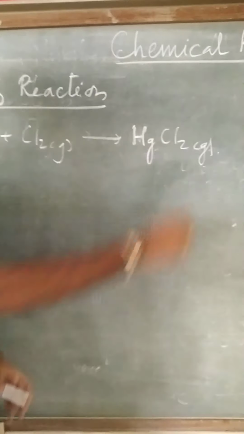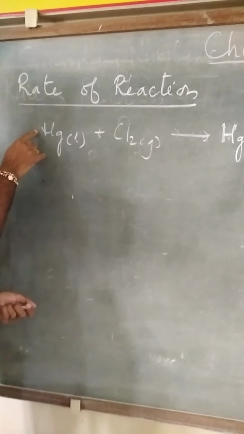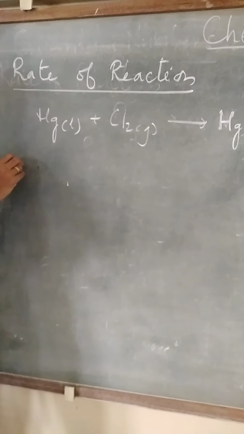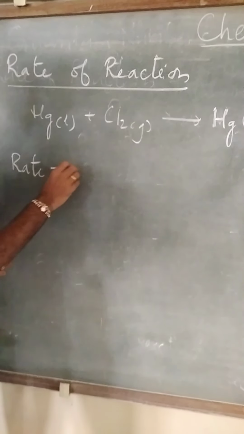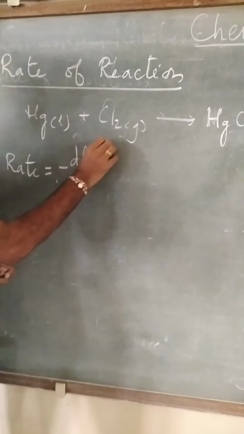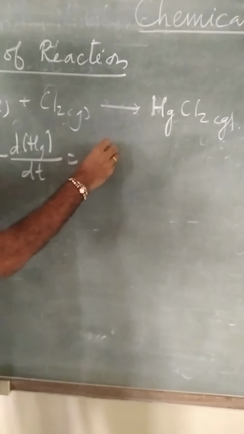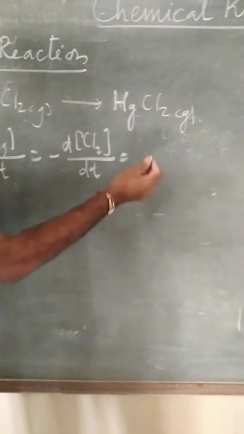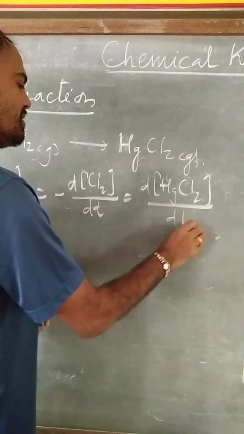to form mercury chloride, that is HgCl2 gas. Here the reactants and product are all in the stoichiometric ratio, meaning the stoichiometric coefficient is 1 for all of them. For such a reaction, the rate can be written as rate equal to minus the change in concentration of the reactant mercury divided by dt, which is equivalent to minus the change in concentration of chlorine gas divided by dt, equal to the formation of HgCl2 divided by dt.